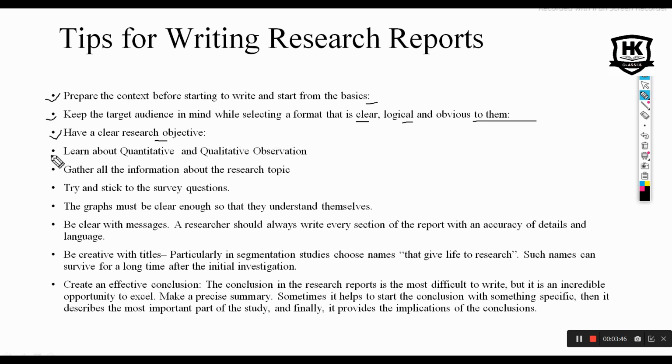The next tip is that you have to learn about quantitative and qualitative observation. Quantitative means numbers. Qualitative means certain aspects like liking or disliking, yes, no, preferred, non-preferred. Those things also have to be understood. The next tip is to gather all the information about the research topic, meaning you have to do a review of literature. You have to collect information regarding different research that has been made, journals that have been published, seminars that have been conducted in that area, and what has been done previously.